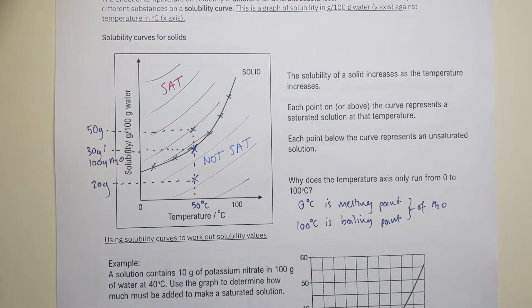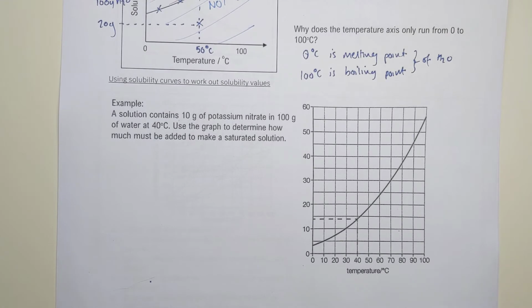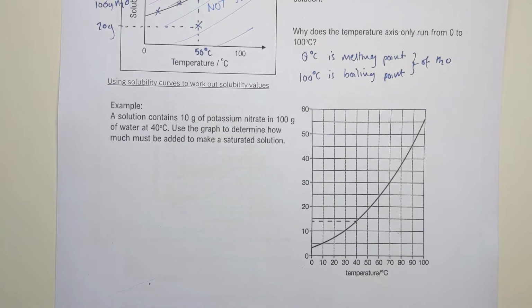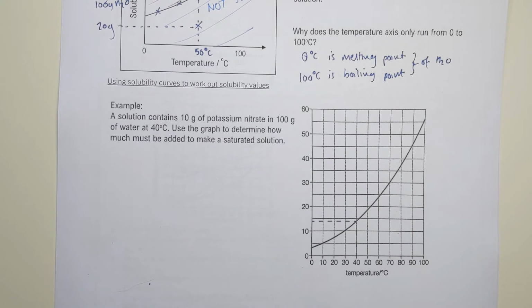So we've got the curve. We hopefully kind of know what it's showing us. How can we use it? So we've got a couple of examples here. Here we've got a graph. This is a real life accurate graph for potassium nitrate, so a solid. So we see the curve, it goes up, it is kind of a curve rather than a straight line. It says a solution contains 10 grams of potassium nitrate in 100 grams of water at 40 degrees C. Use the graph to determine how much must be added to make a saturated solution.